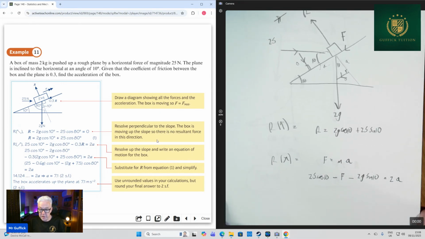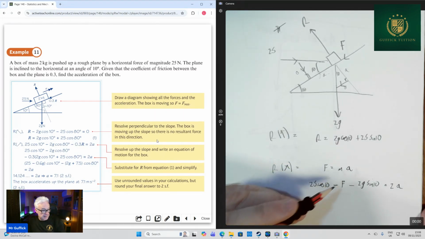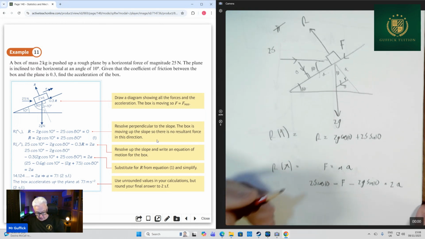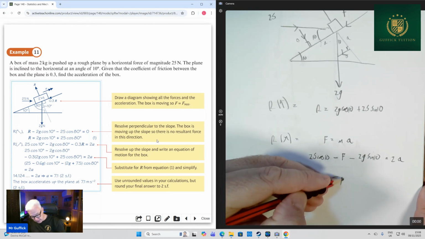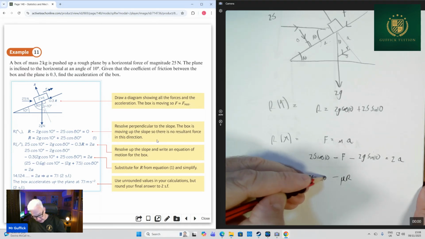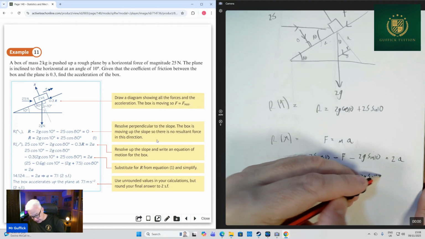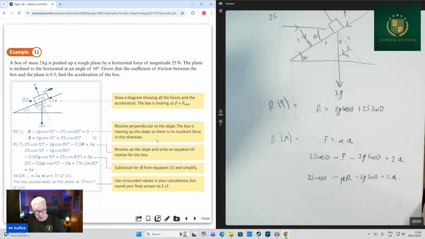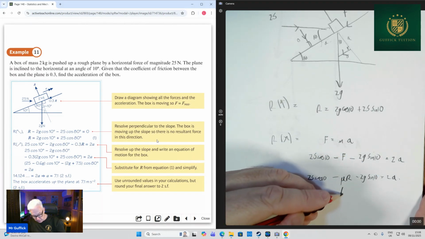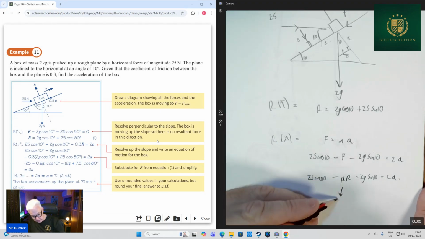So now we've resolved perpendicular to the plane and up the plane. We now just have to replace this F with mu R. So F is mu R, like that. 25 cos 10, and that is equal to 2g times sine 10 minus 2a. And actually, this looks good now, because the question tells us that the coefficient of friction between the box and the plane is 0.3. So that's good.